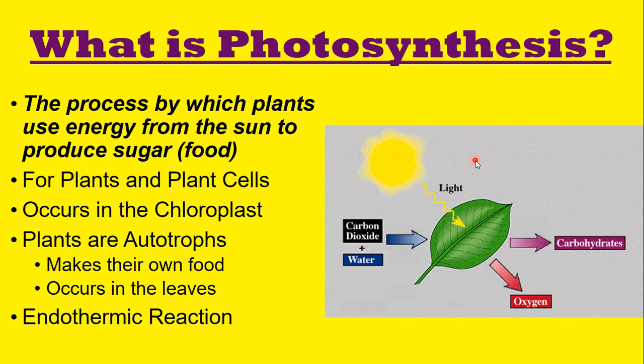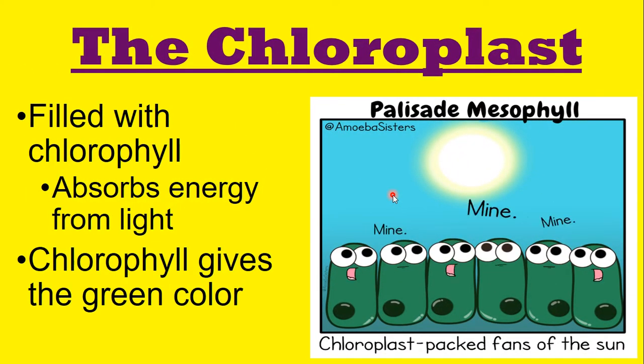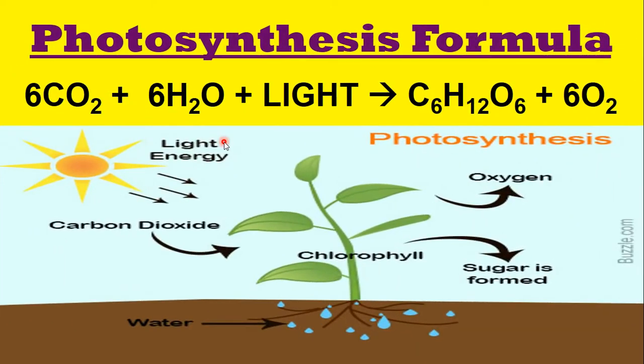Photosynthesis will usually occur in the leaves of plants, and it's an endothermic reaction. What that means is it has to take energy into the process. In this case, energy is coming from the sun. With the chloroplast, let's review a little bit. The chloroplast is filled with something called chlorophyll. It absorbs energy from the sun, or light, and the chlorophyll is actually what gives the green color to most of the leaves.